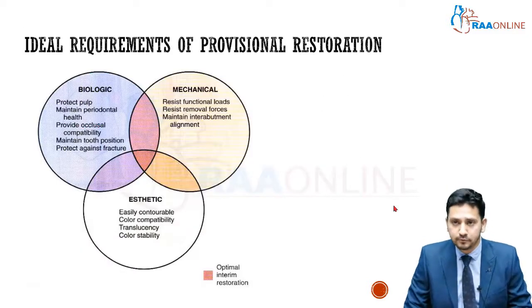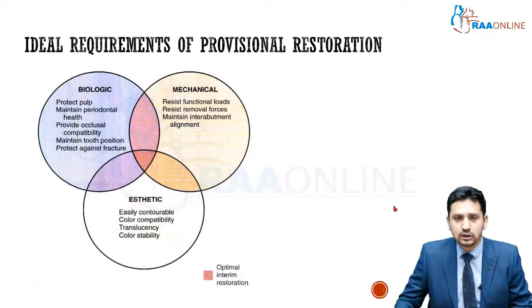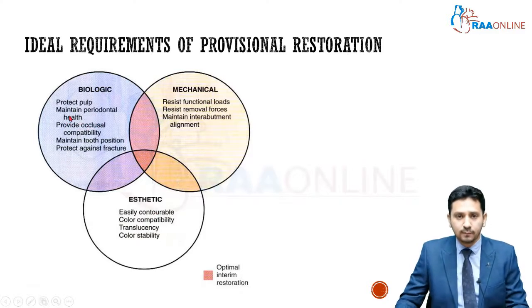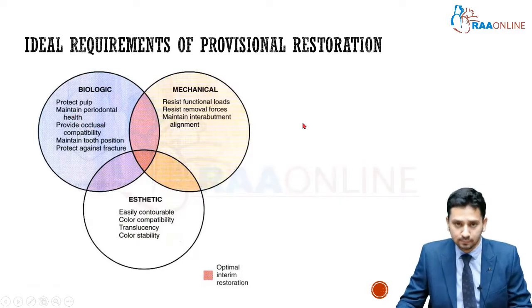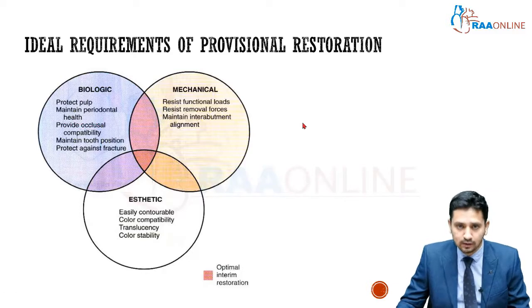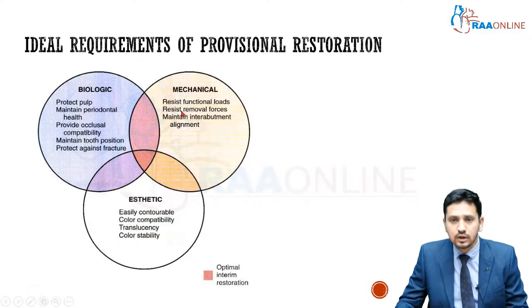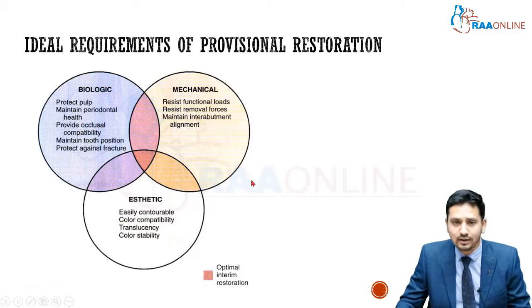Ideal requirements of a provisional restoration. An ideal provisional restoration should encompass biologic requirements, mechanical requirements as well as aesthetic requirements. Under biologic requirements, it has to protect the pulp, it has to maintain periodontal health, it has to provide occlusal compatibility, it should maintain the tooth position, it should protect the tooth against fracture. Under mechanical, it should resist functional loads, resist removal forces, should maintain inter-abutment alignment, and under aesthetic, it should be easily contourable, with color compatibility, translucency and color stability.